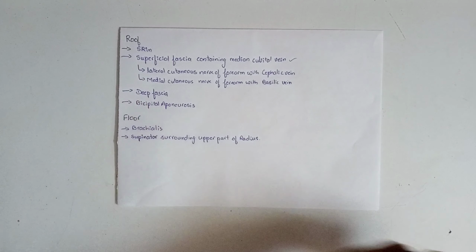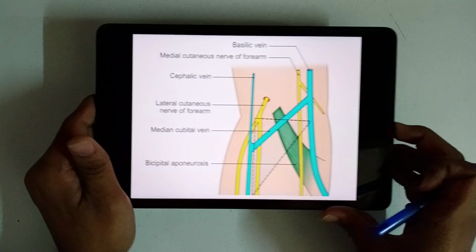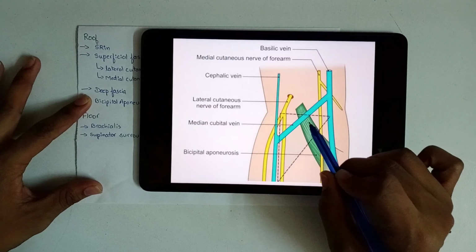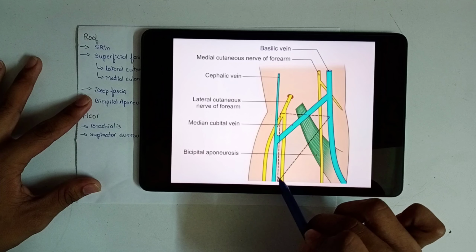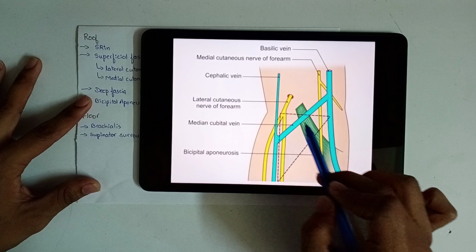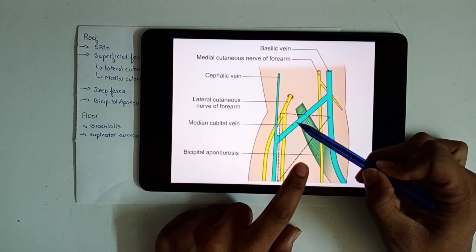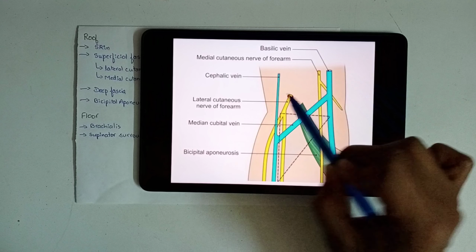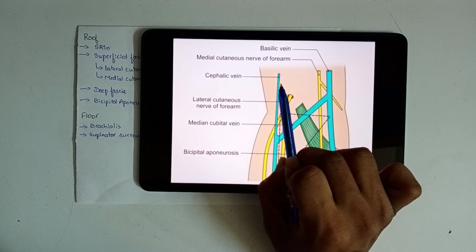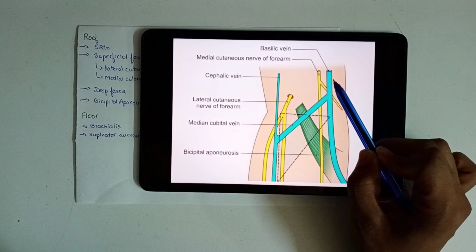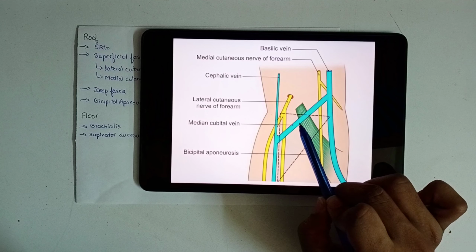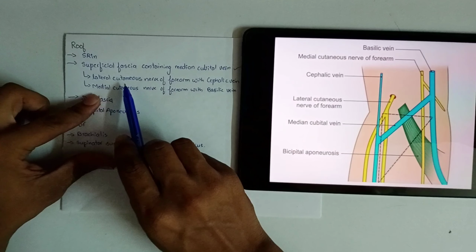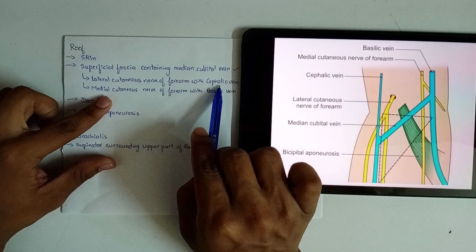Showing you this diagram taken from BDC. This is our cubital fossa. This is our median cubital vein, formed by basilic vein on the medial side and cephalic vein on the lateral side. So basilic vein and cephalic vein form the median cubital vein, and further, lateral cutaneous nerve of forearm with cephalic vein.